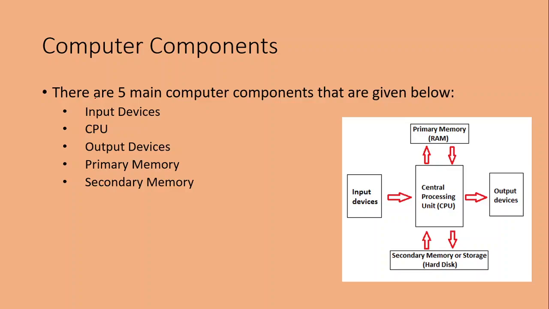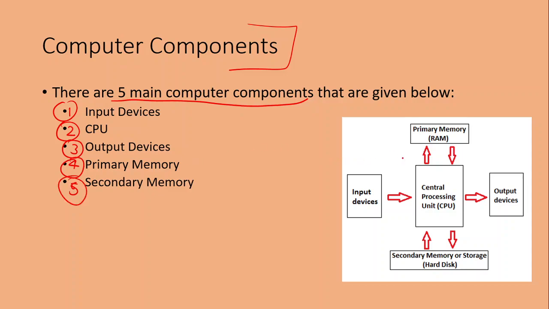In this video, we are going to discuss the different components of a simple computer. We can categorize them into five main computer components. One is input devices, second is CPU, third is output devices, fourth is primary memory, and fifth is secondary memory.